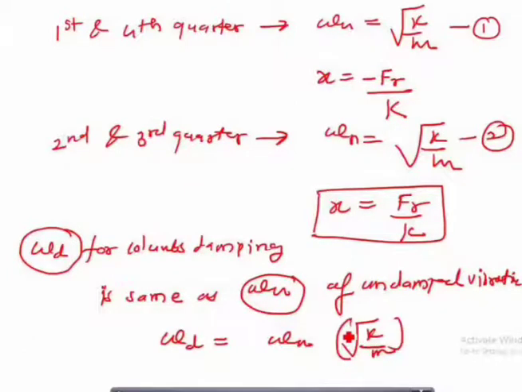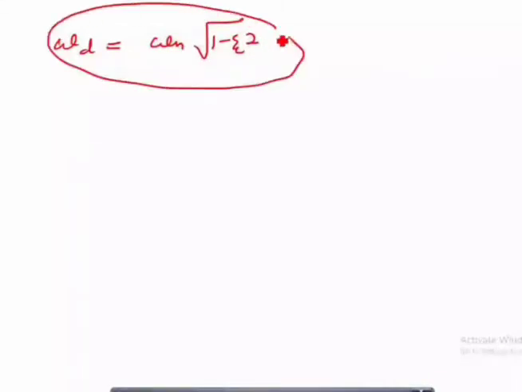So this is what we are understanding. This is a very important statement. I am repeating again. The natural frequency of damped vibration, that is omega d for Coulomb's damping, is same as the omega n of undamped vibration, that is square root of k upon m. To be more precise, for viscous damping, what was omega d? Omega n into square root of 1 minus zeta square. This is nothing but the omega d for viscous damping, what we have derived.